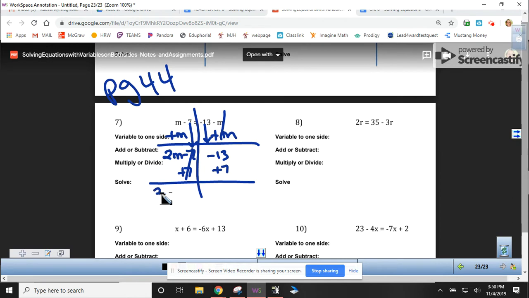That cancels out. I've got 2m is negative 6. Divide each side by your coefficient, and I've got m equals negative 3.